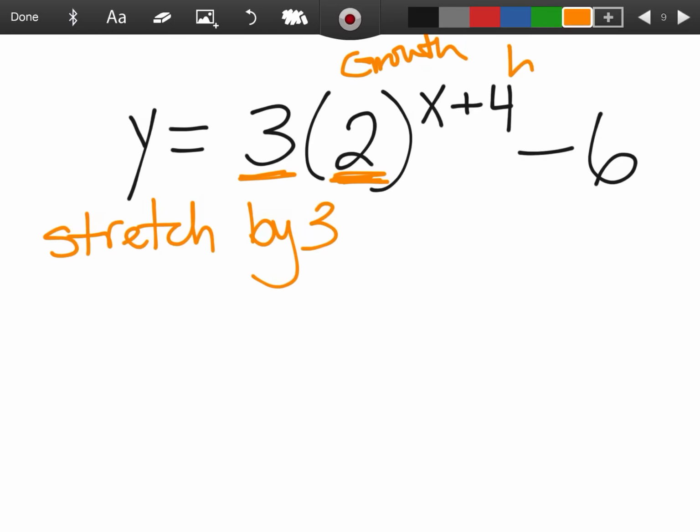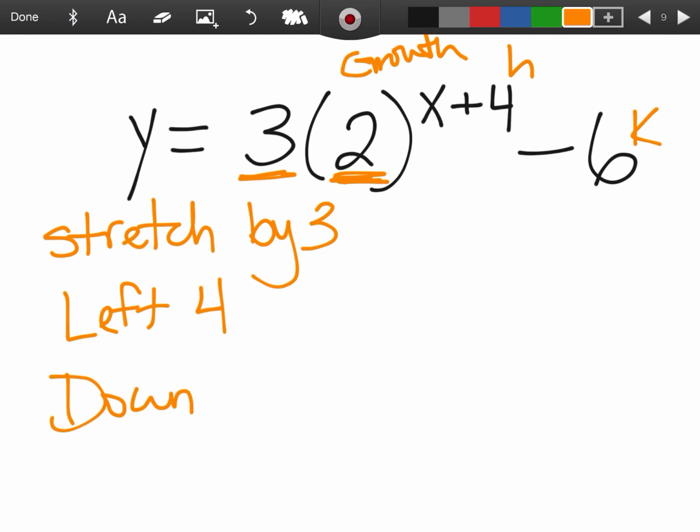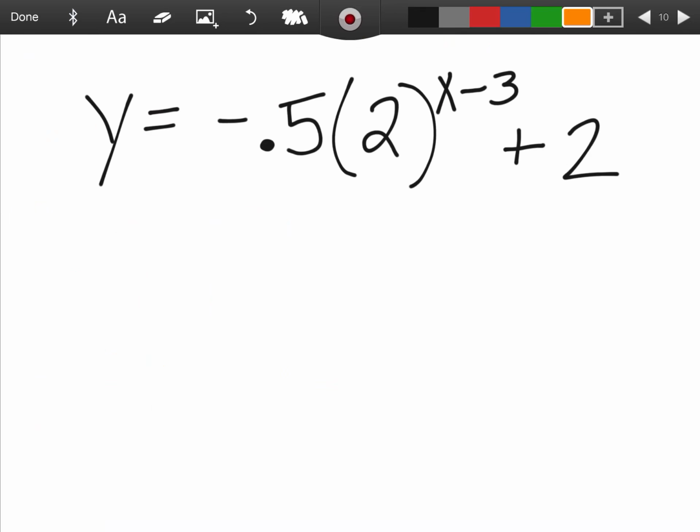All right, then we got H here that tells us left or right, but opposite H. So that's going to be left 4 units. And then K tells us up or down. So that's down 6 units. Okay. All right, so stretch by 3, left 4, down 6 units. All right, let's do another one.